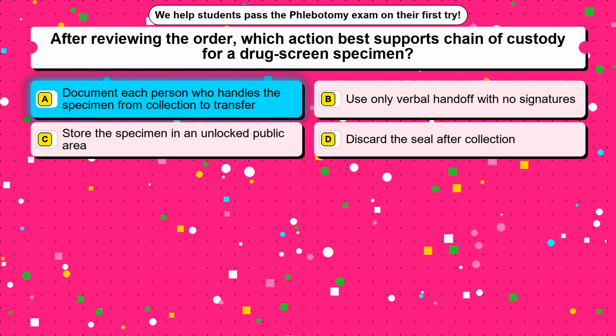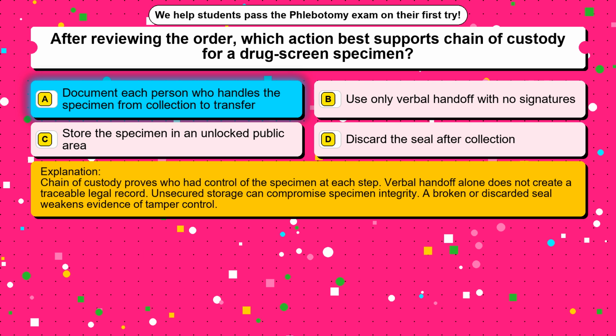Document each person who handles the specimen from collection to transfer. Chain of custody proves who had control of the specimen at each step. Verbal handoff alone does not create a traceable legal record. Unsecured storage can compromise specimen integrity. A broken or discarded seal weakens evidence of tamper control.